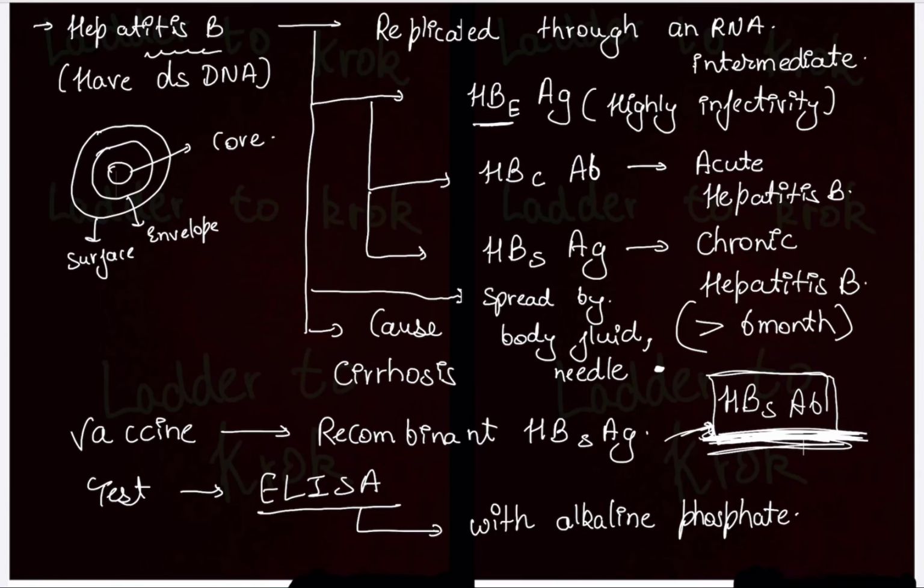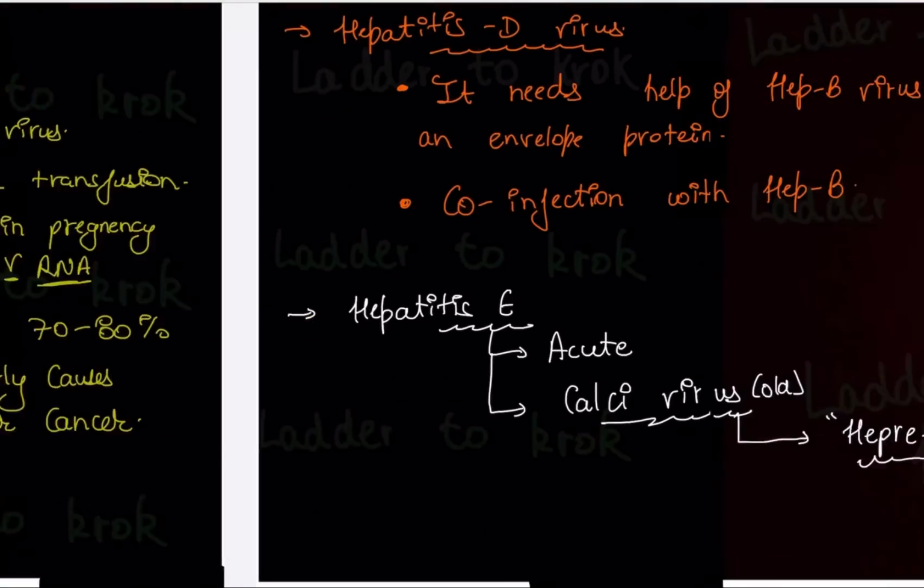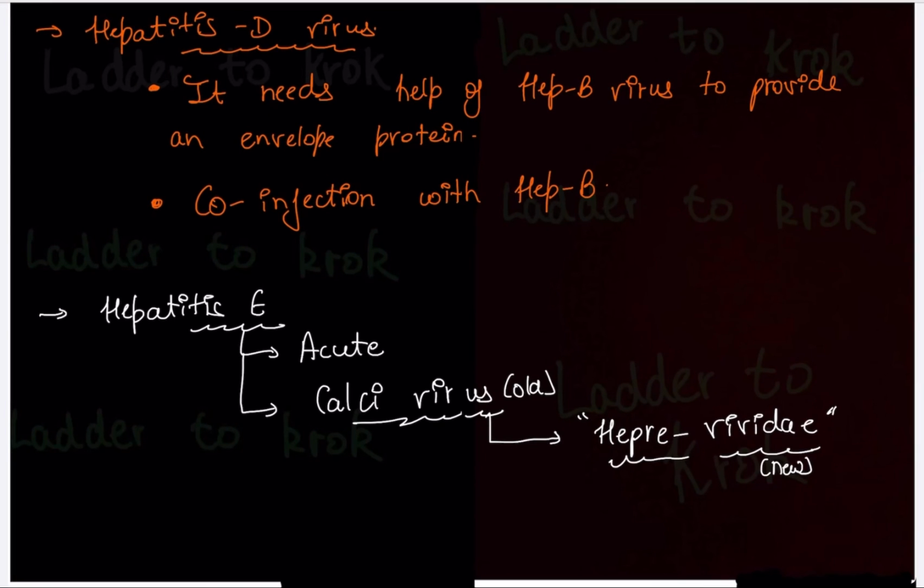Now hepatitis B causes, as I told you, cirrhosis. Hepatitis C usually develops into liver cancer. And hepatitis D works with hepatitis B, that's all we need. And hepatitis E is usually acute.